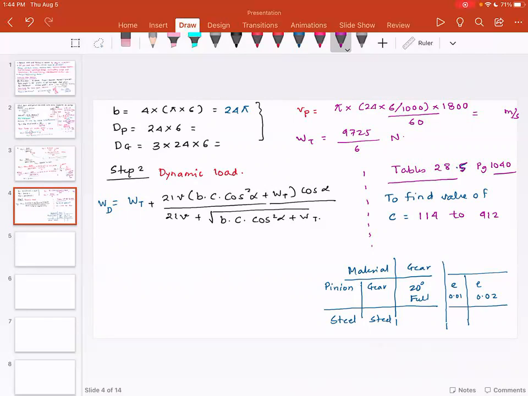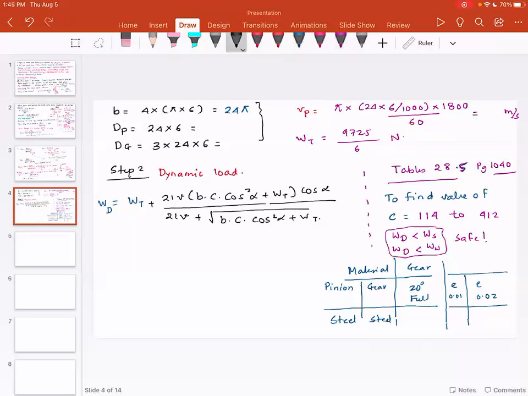And for that, I want you to look at the intent of design. So at the end of the day, for design to be safe, the dynamic load has to be less than the static load. Dynamic load has to be less than the wear load. So these are the conditions to be satisfied for safe gear design. So whatever dynamic load we calculate, it should be less than the static load WS, and it should be less than the wear load WW.